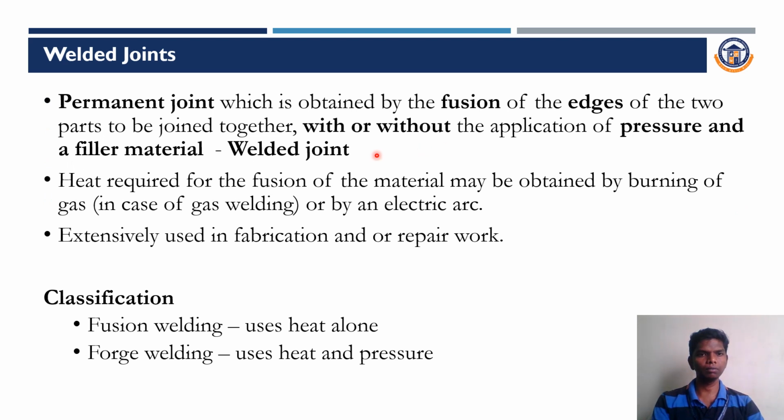First we look at the welded joint. It is a permanent joint, obtained by the fusion of the edges. What does welding mean? It is a permanent joint usually obtained by fusion of the edges of two parts to be joined together, with or without the application of pressure and filler material. It is called a welded joint. The classifications of welded joints are, first, fusion welding and second, forge welding. Fusion welding happens by the use of heat alone, and forge welding uses heat and pressure.